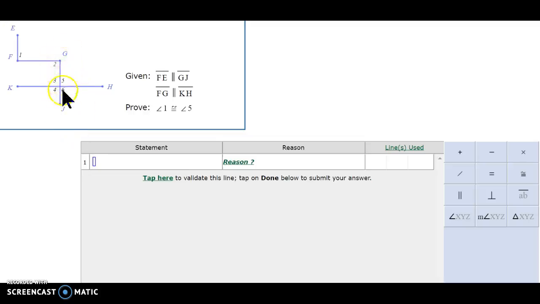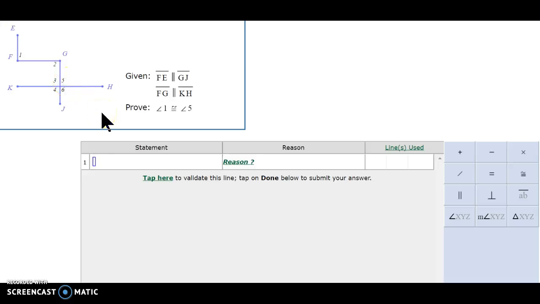They are parallel to each other. That's given. Line FG and line KH, they are also parallel to each other. And what they want us to do is to prove angle 5 and angle 1 are congruent. Angle 1, angle 5 are congruent.